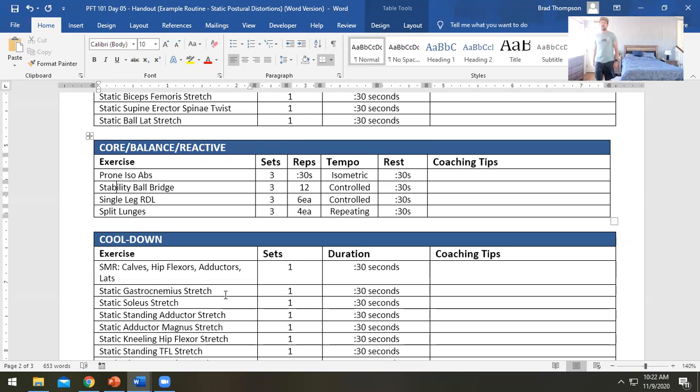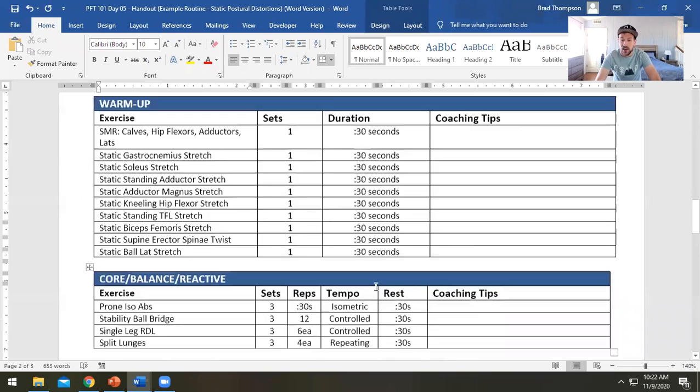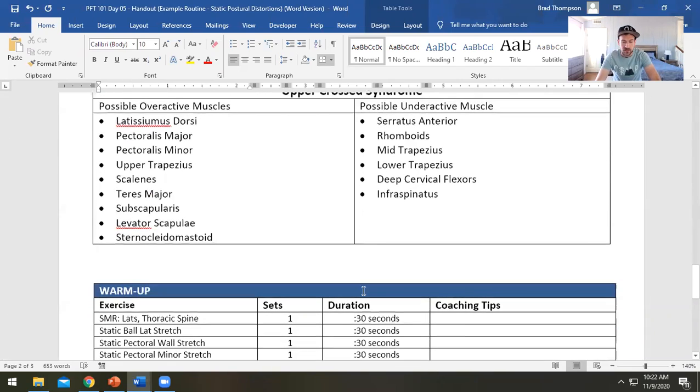And then split lunges, right, where they hold and then switch. Again, that's a glute exercise, and they're creating stability when they're down. So that's a program that would address that anterior pelvic tilt.